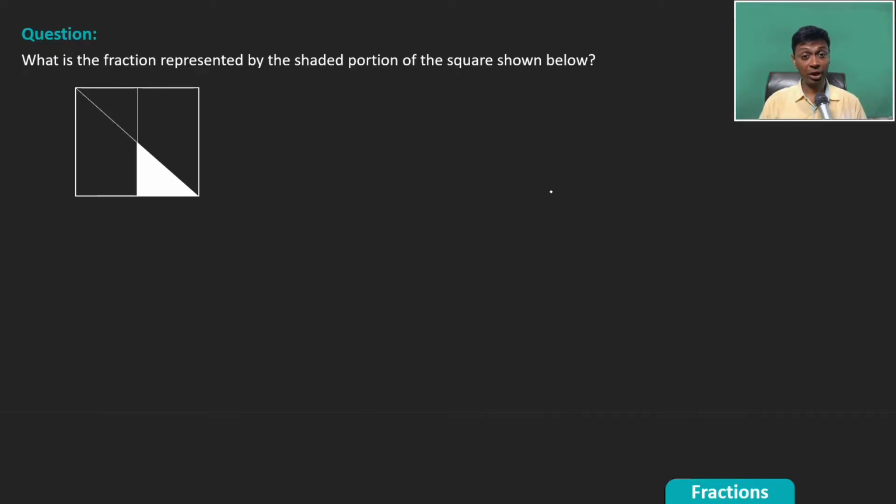What is the fraction represented by the shaded portion of the square shown below? Wonderful question. What is the fraction represented by the shaded portion shown below? So, think about it. The shaded portion, this is a square. It's broken into 1, 2, 3, 4 parts, of which one is shaded. 1 by 4. Is it 1 by 4?